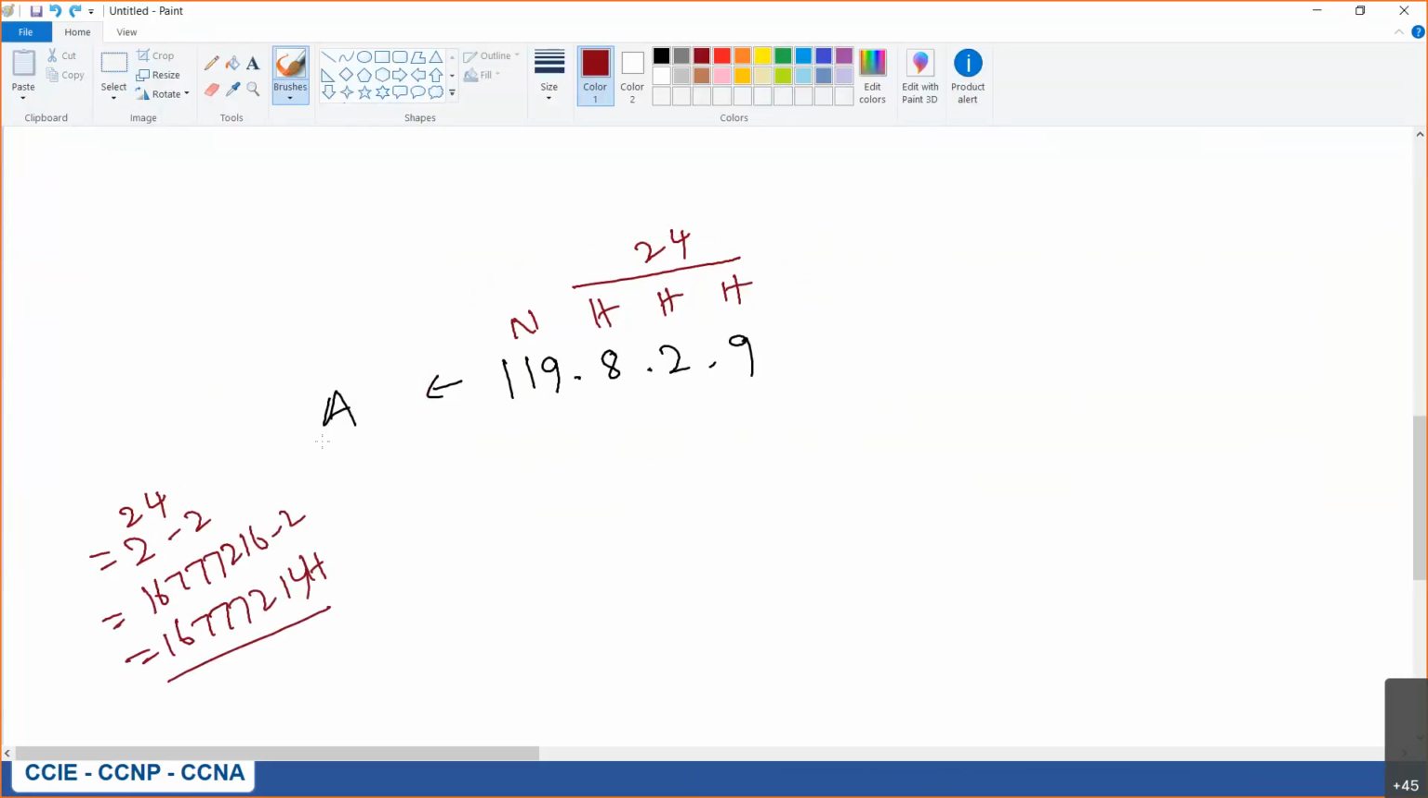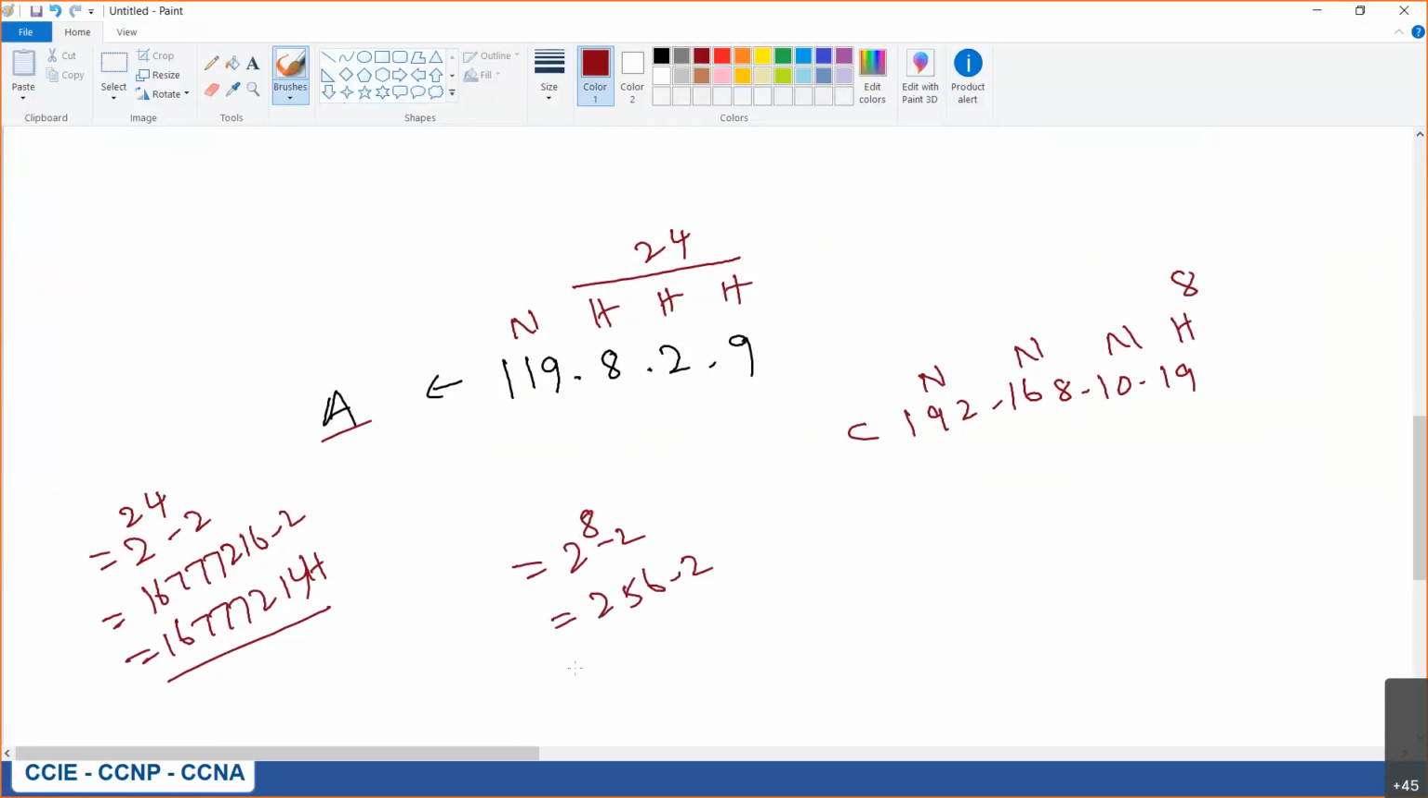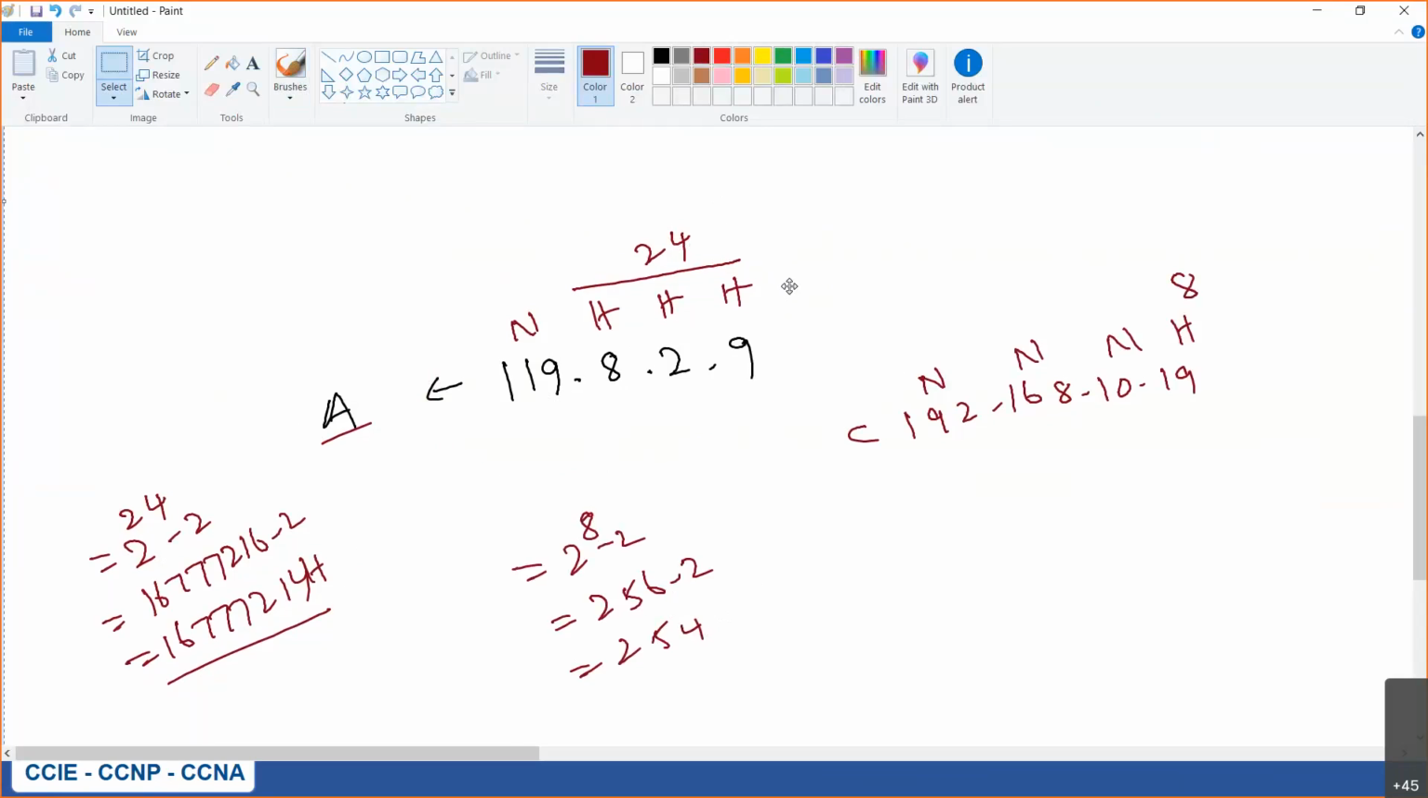For class A, for each network... One more example: 192.168.10.19. It's a class C. So for a class C network, how many host bits? 8 bits. So 2 power 8 minus 2, 256 minus 2, 254 IPs are available. Got it. So based on the class of the IP address, we can determine how many IPs are available, correct? Exactly.